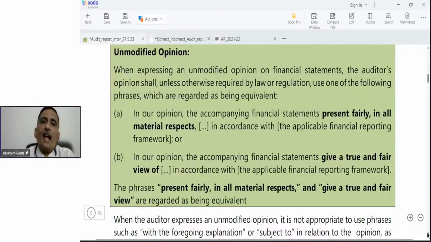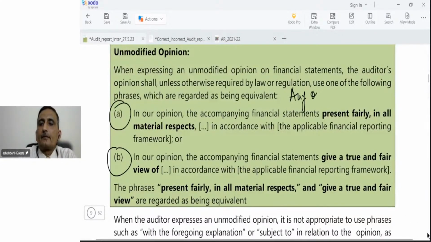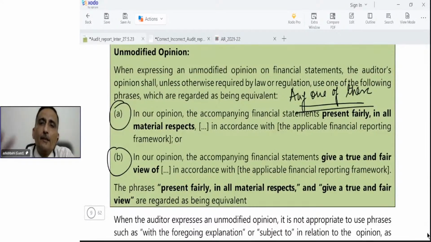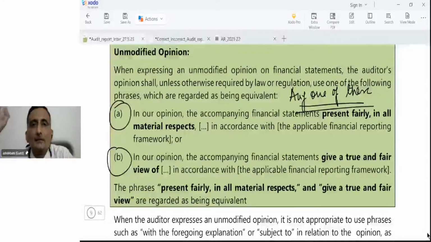So now we come to, firstly we are dealing with unmodified opinion. Now when the auditor gives an unmodified opinion, he can state either of these two lines, any one of these. These both convey the same meaning.